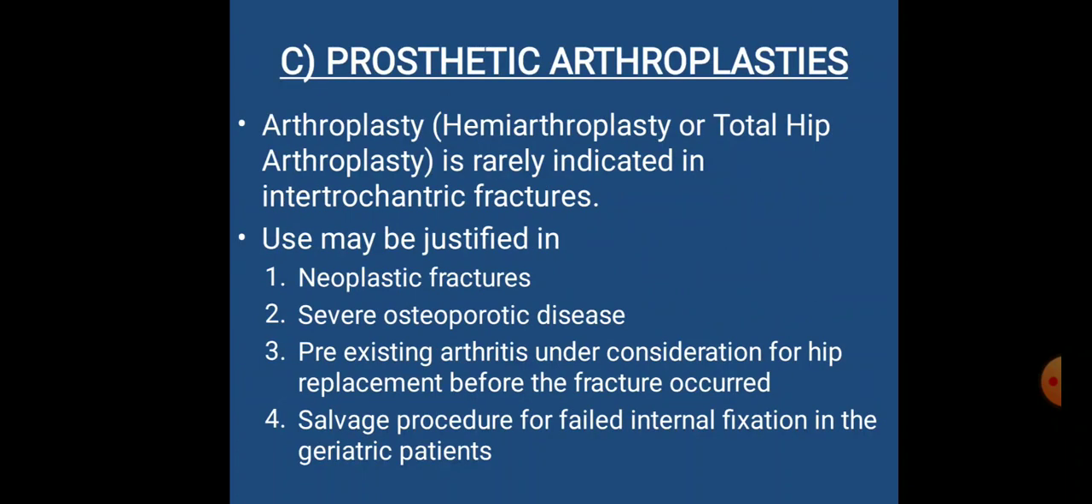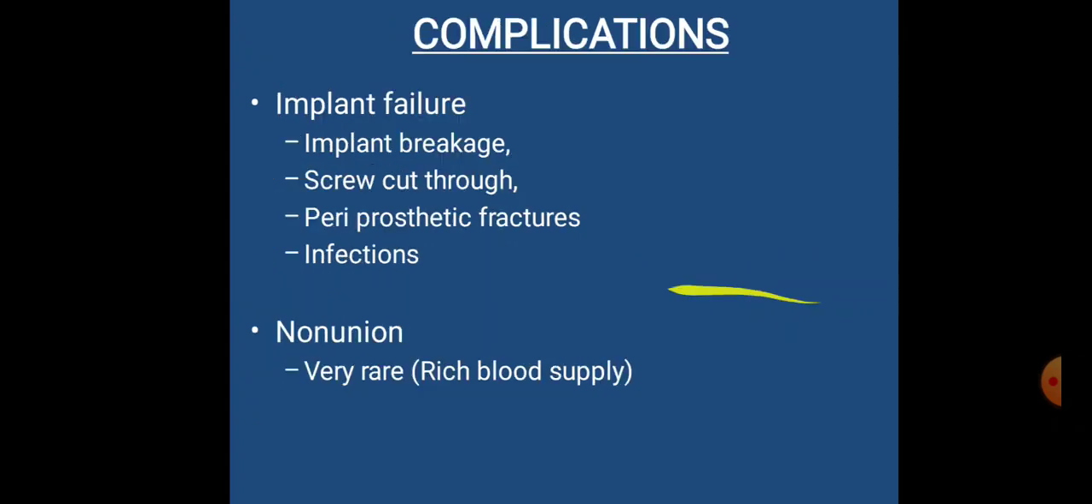Coming to the most recent treatment, that is prosthetic arthroplasty. We can do arthroplasty, that is hemiarthroplasty or total hip arthroplasty, and it is rarely indicated in intertrochanteric fractures. Use may be justified in neoplastic fractures, severe osteoporotic disease, pre-existing arthritis under consideration for hip replacement before the fracture occurred, and salvage procedures for failed internal fixation in geriatric patients.